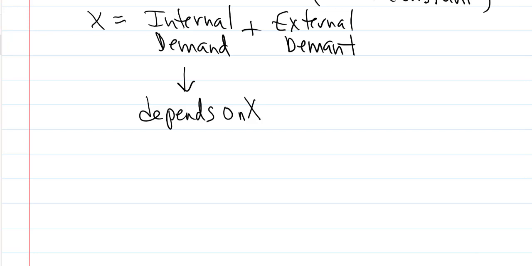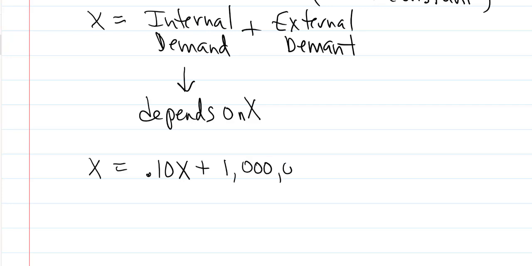Let's look at just one sector, say electric. Suppose consumers want $1 million worth of electricity, and to produce $1 worth of electricity, the electric industry needs 10 cents worth of its own product. 10 cents worth of electricity to produce $1 worth of electricity. That gives me this equation. Total output, internal demand, 10 cents for each $1 of output, and X is the total output, plus 1 million.